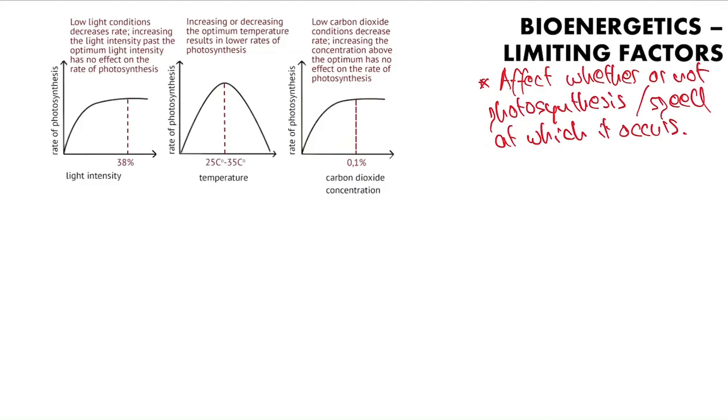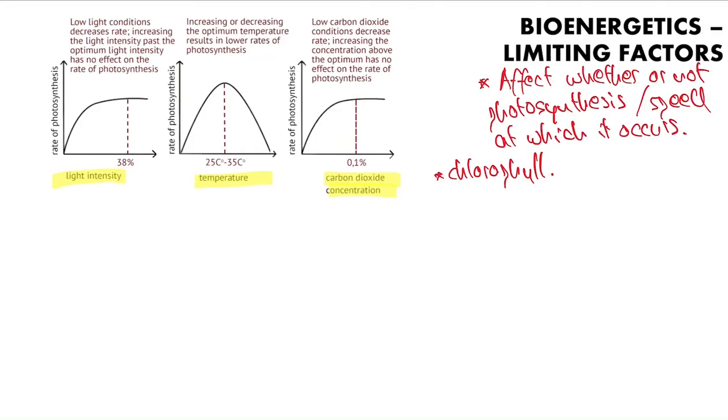Now, the four main types of limiting factor for photosynthesis are the amount of light that a plant receives, the temperature of the surrounding environment, the carbon dioxide concentration in the surrounding environment, and also the amount of chlorophyll within the leaves. Now, these can have different effects for different reasons.